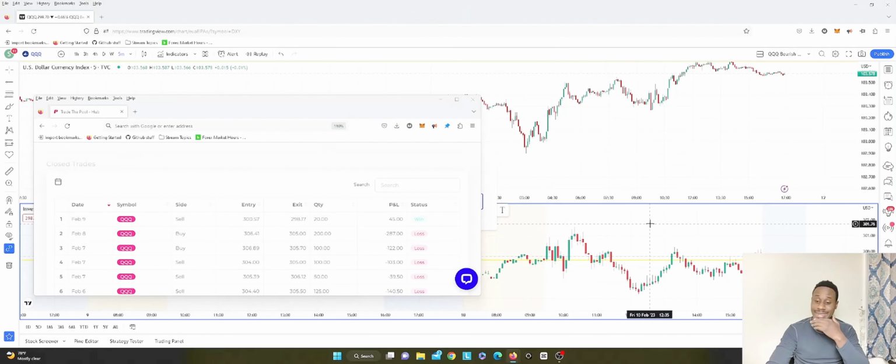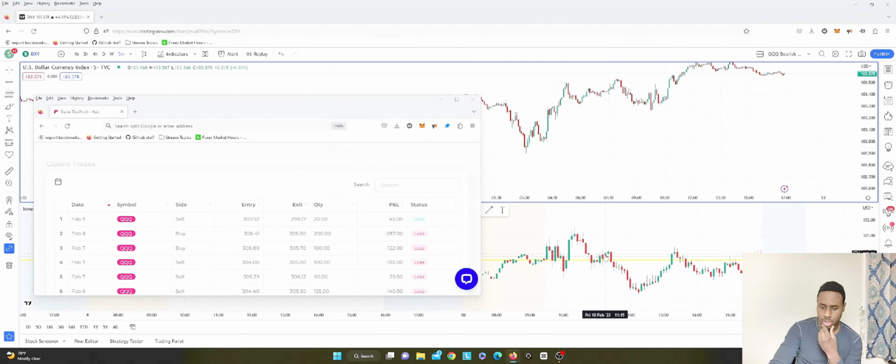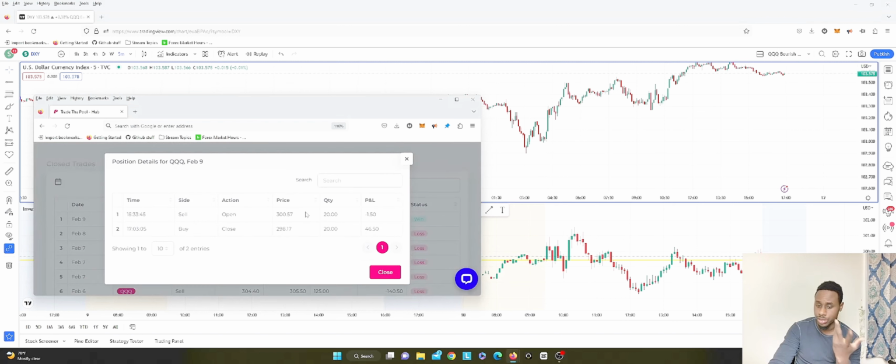It was like a 2 to 1 risk reward, right? So let's get into it. So here we have the only win for the week, guys. I entered at 10:33 on the QQQ.